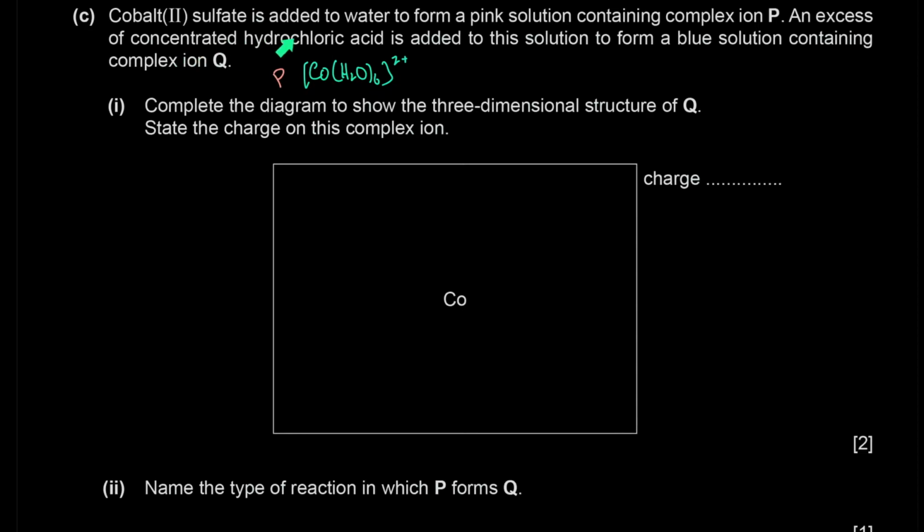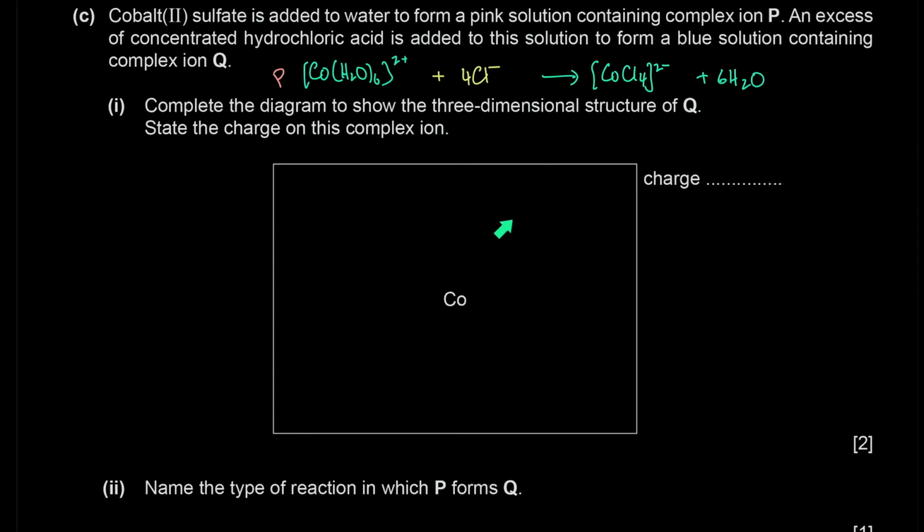An excess of concentrated hydrochloric acid is added to the solution to form a blue solution containing complex ion Q. Now when we add hydrochloric acid, we have chloride ions over here. So a ligand exchange reaction takes place, and we make cobalt chloride. Cobalt-2 chloride: since chloride is 1 minus, we have 4 chlorides, and since cobalt is 2 plus, the overall charge is 2 minus, and we have 6H2O. So we have a ligand exchange reaction taking place.